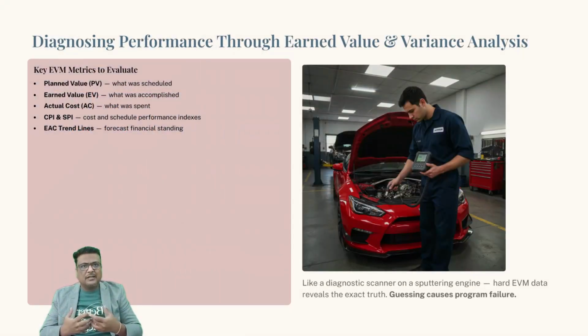Now watch how this connects directly to pulling up our simulated program management information system dashboard to run earned value management calculations and variance trend analysis. The official study guide states that during program performance control, managers must evaluate aggregated planned value, earned value, actual cost, and performance indexes like CPI and SPI to diagnose underlying financial and schedule health across all scenario components.